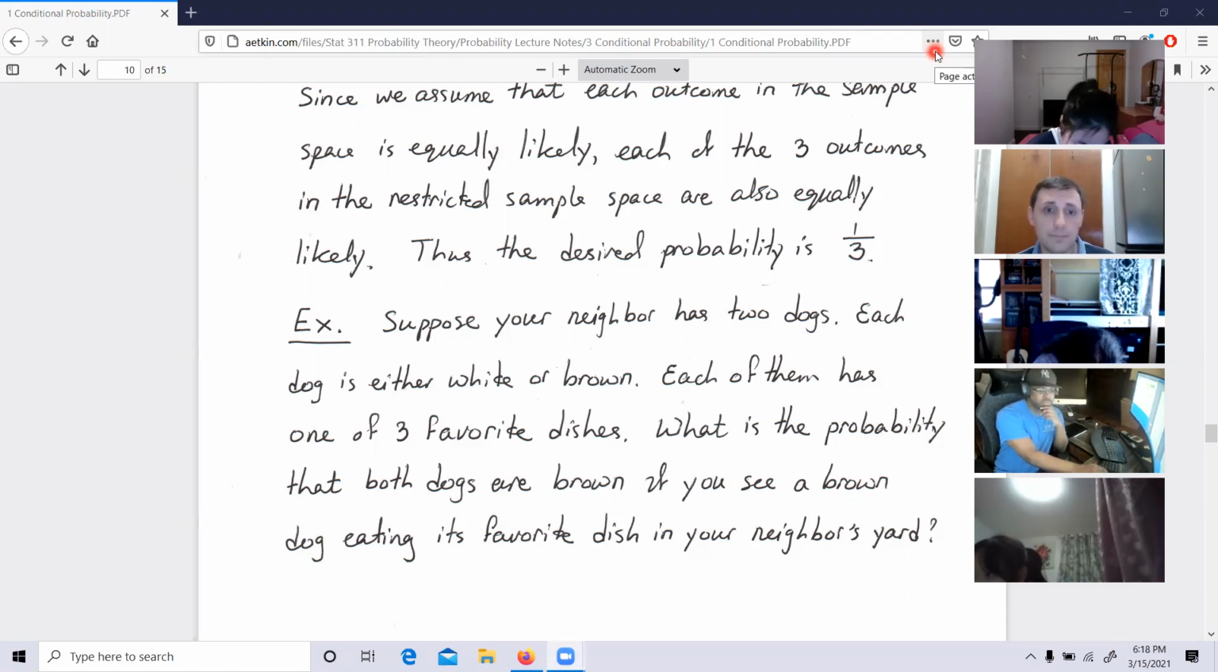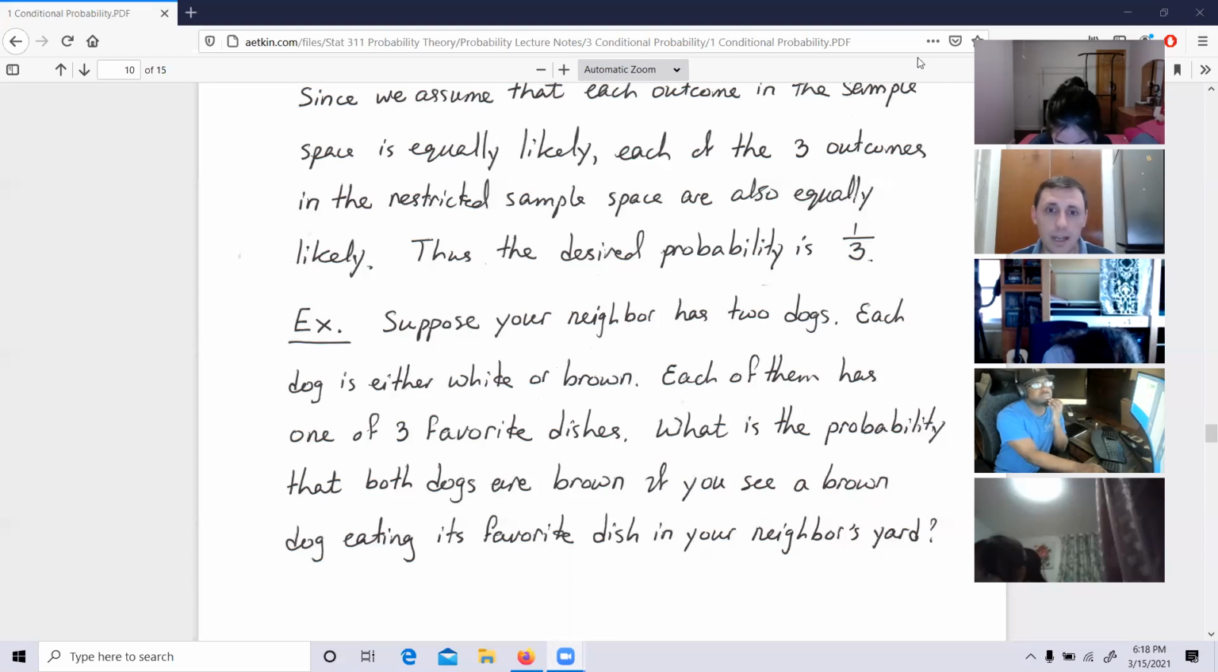Yeah, of course. So naturally assume all those things. You assume that you can tell that it's the favorite dish of the dog. There are three dishes possibly available, maybe because you know the market. You go to that local market.